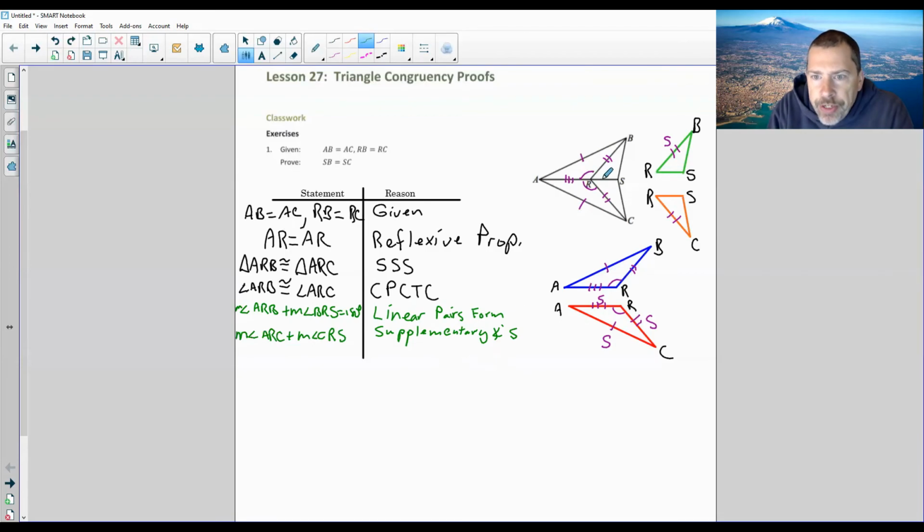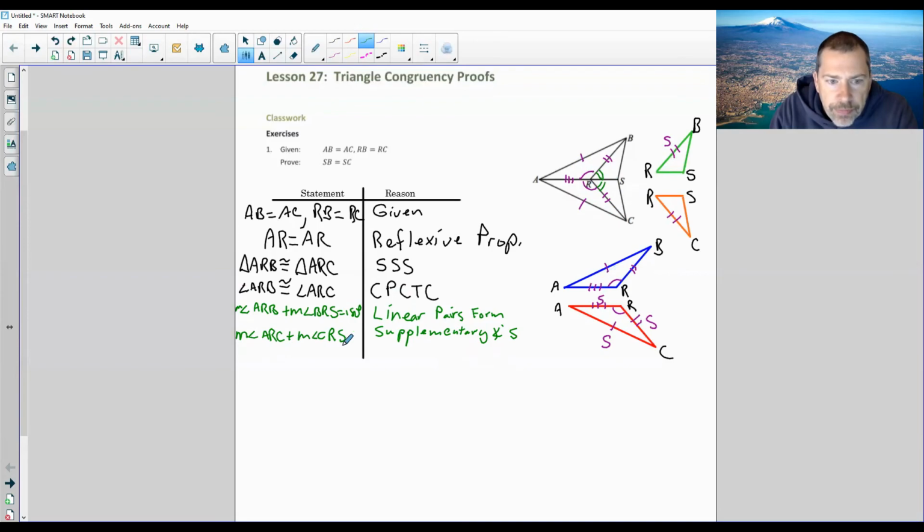Okay, so now I know that these are linear pairs, and so therefore this angle is going to equal that angle. All right, because if this is congruent to this, and this plus this is 180, and this plus this is 180, well, let's just say that this was 120. The only number that would add up to 180 is 60, and therefore this has to be 60. So that's what we're going to say next.